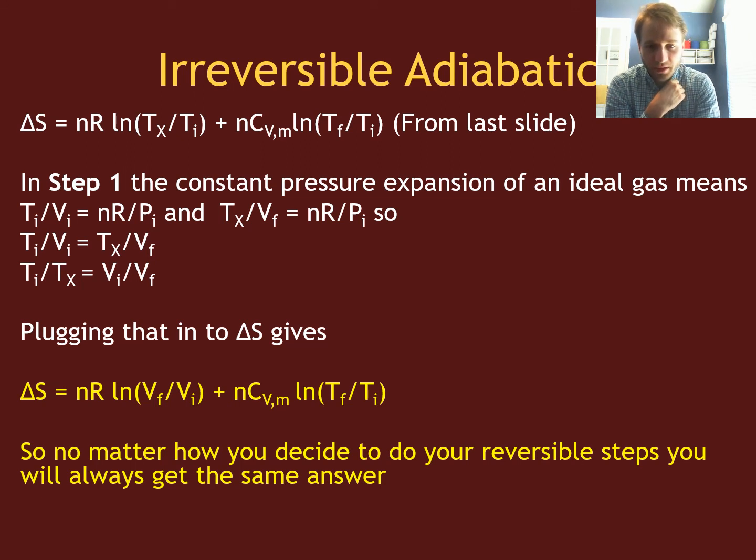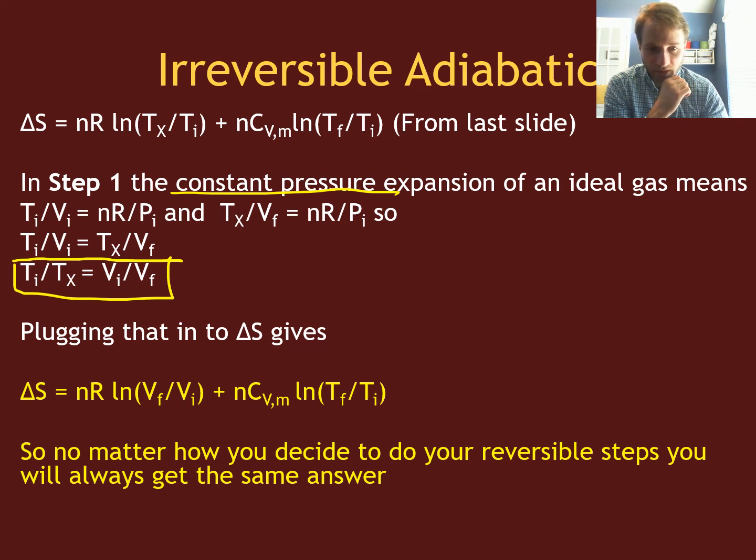So in that first step, I did a constant pressure expansion of an ideal gas, okay? Right? I know from my ideal gas law, right, that temperature initial divided by volume initial equals NR divided by P initial, which is also equal to the temperature final divided by volume final, okay? Right, from the ideal gas, right? If NR divided by P is staying constant because pressure is being kept constant, that means the ratios of the temperatures and the volumes are equal. And so I can get that Ti divided by Tx equals Vi over Vf.